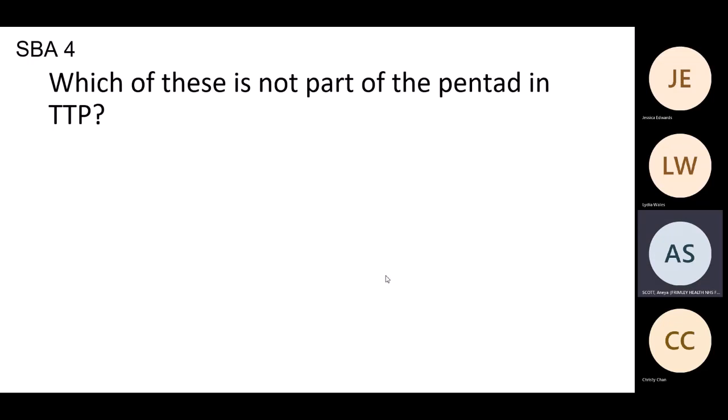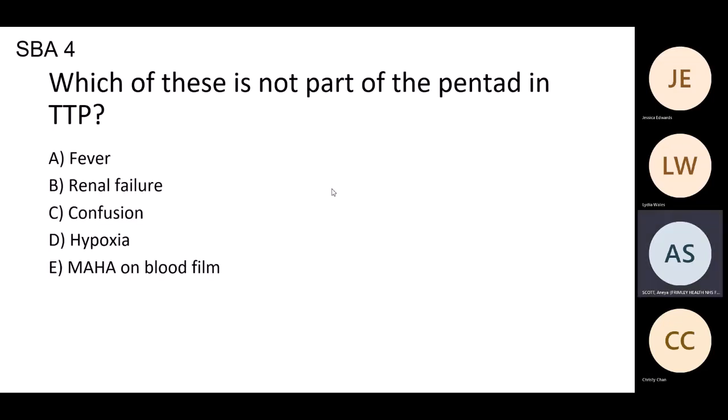Oh, I need to give you the answers, don't I? Is it going to make it go to the next slide? There we go. So A, fever, B, renal failure, C, confusion, D, hypoxia, or E, MAHA on blood film. Give you 5 more seconds. You guys are very quick at answering today. I like it.